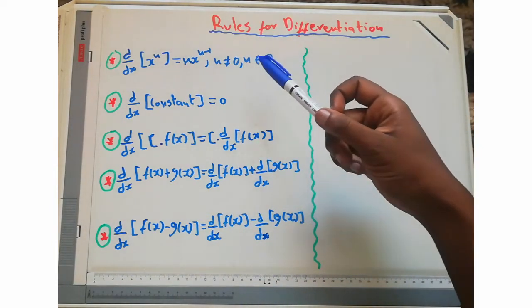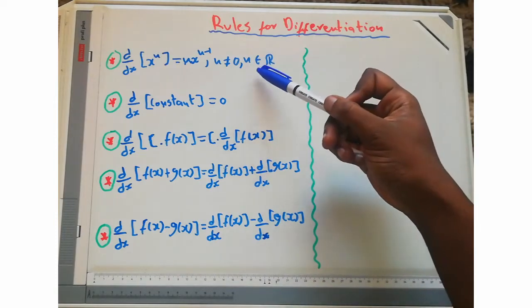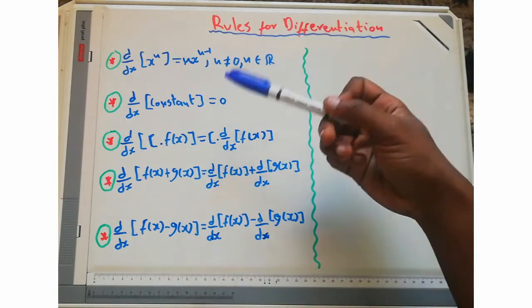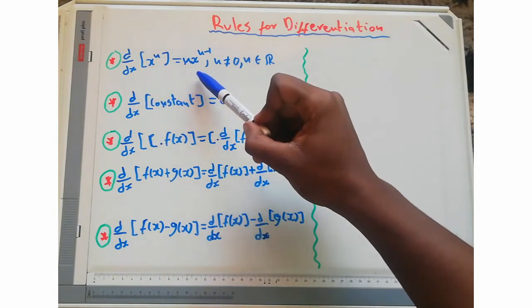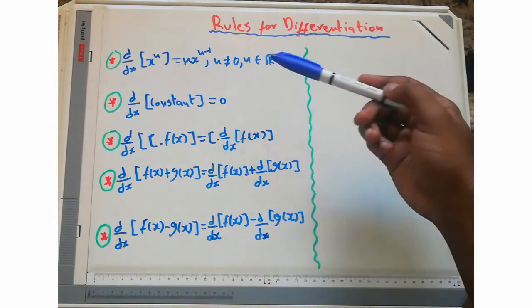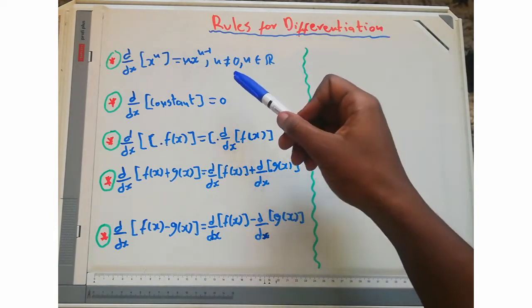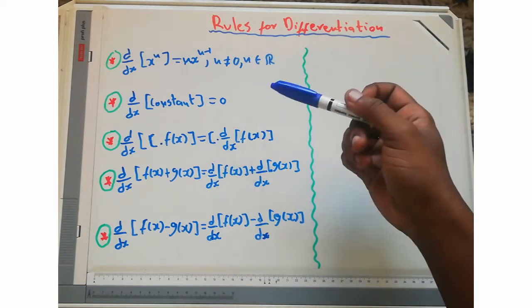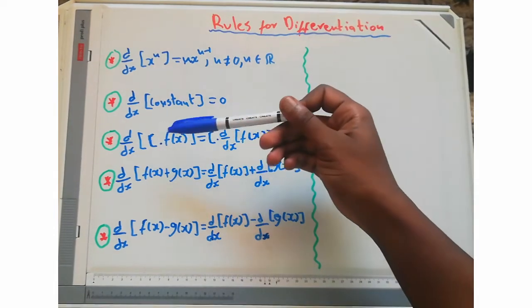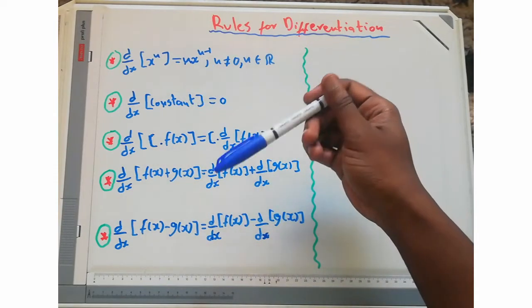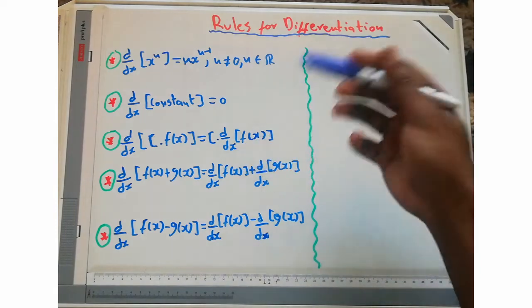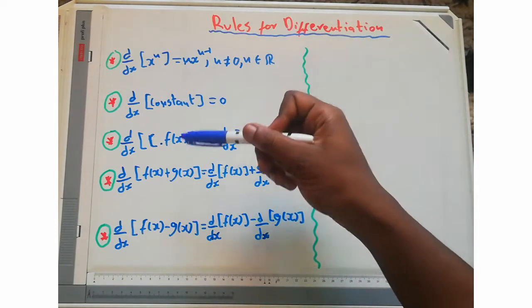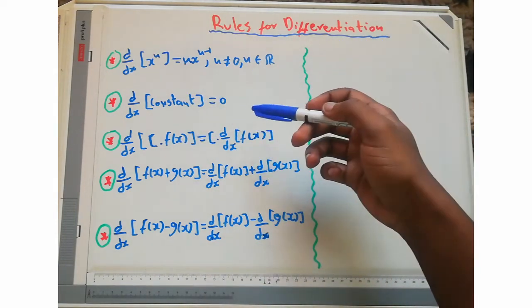The first one is what I'll say the most important rule. It's a general rule. It means that the derivative of x to the n is equal to n times x to the power n minus 1, provided n is not 0 and n is an element of the real numbers. The second one is that the derivative of a constant, so the derivative of a million, will always be 0, irrespective of how big the constant is. As long as it is a constant number, its derivative is 0.